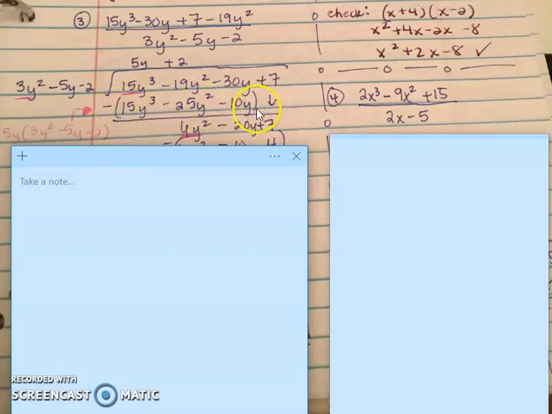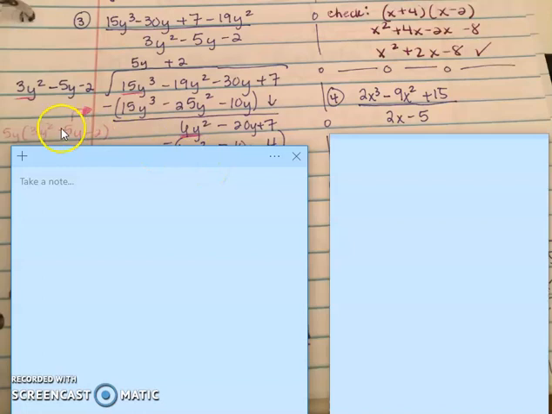When you subtract each of these individually, 15y cubed minus 15y cubed goes away. Negative 19y squared, don't forget to subtract a negative 25y squared, which is going to cancel these out and become a plus 25y squared. And that'll give you 6y squared. Negative 30y minus negative 10y also cancels the negative and the negative, so that becomes positive. So we've got negative 30y plus 10y, which is negative 20y. And then just simply bring down your 7.